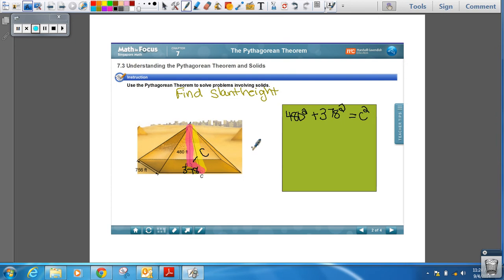If I put that in the calculator, it gives us approximately, when we calculate it out, and don't forget you have to take the square root of it, that C is approximately 611 feet.